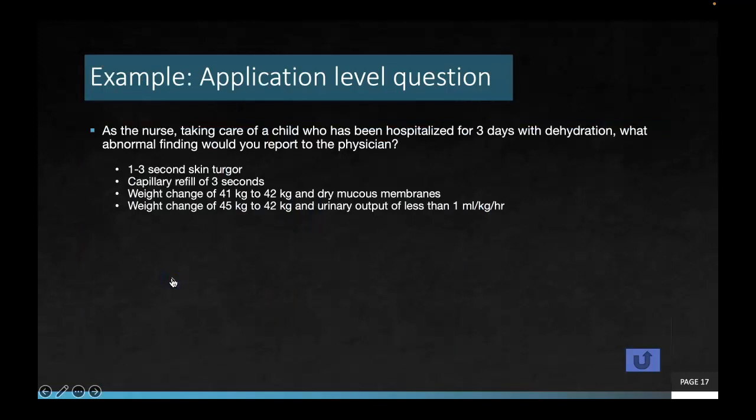This is an example of an application level question. So as the nurse taking care of a child who's been hospitalized for 3 days with dehydration, what abnormal finding would you report to the physician? So you're looking at information, and then you are trying to determine what that information is telling you and then apply that information to when you should try to report those abnormal findings.